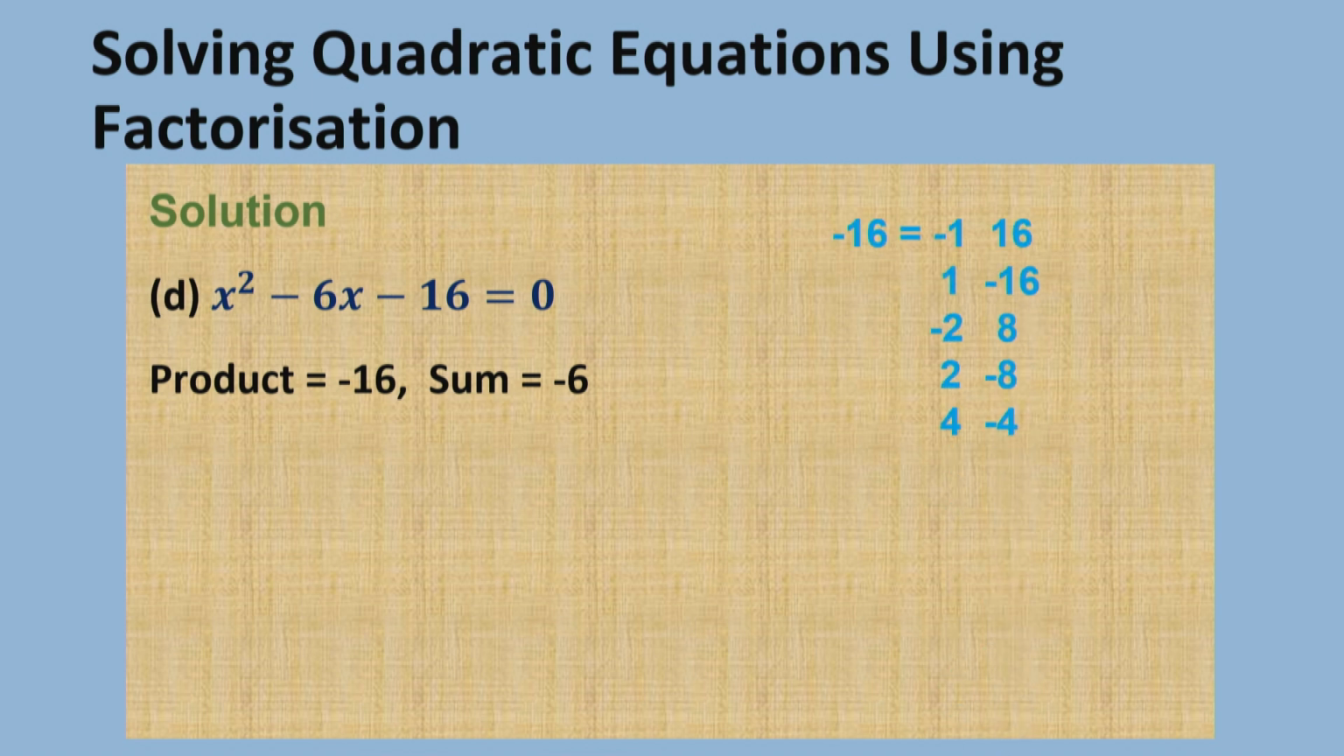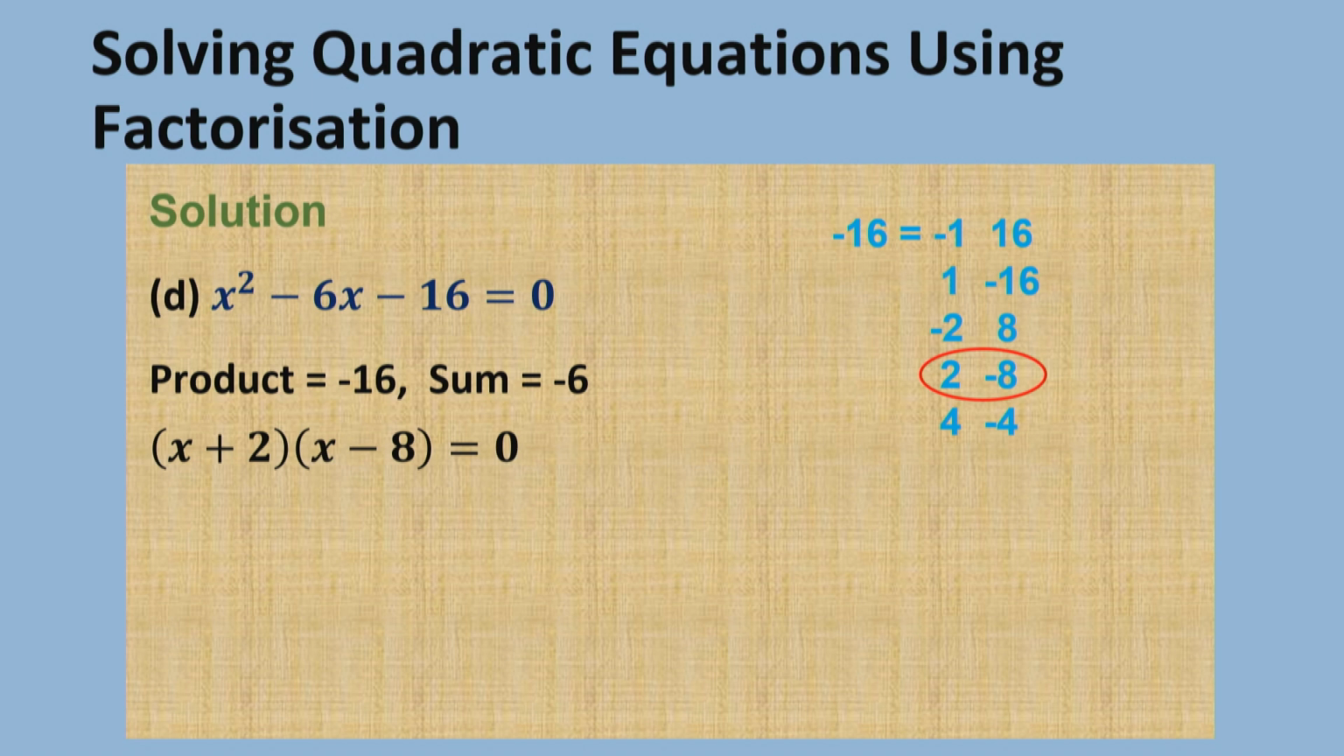How do we proceed? Well, we are going to look at the factors of minus 16. That is, minus 1 and 16, 1 and minus 16, minus 2 and 8, 2 and minus 8, and 4 and minus 4. Right, we see that these two numbers, when we multiply them, we get minus 16. But where are we going to get minus 6 when we add the two numbers? So that will be 2 and minus 8. Therefore, (x plus 2)(x minus 8) equal to 0.